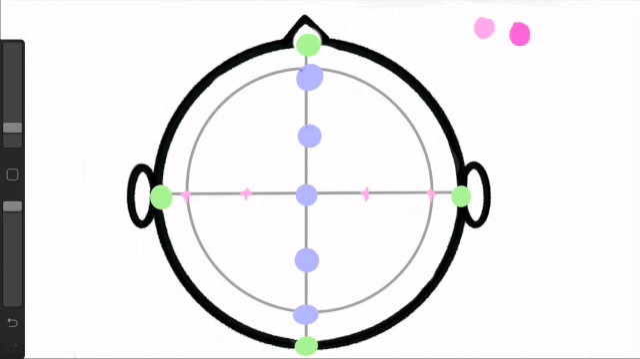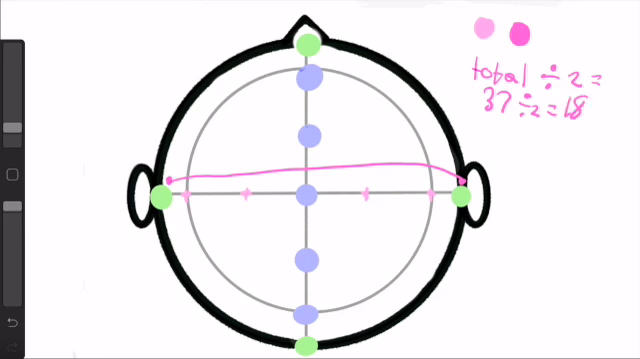So the second section of measurements is from side to side. First thing, we're going to find what true CZ is. We're going to measure from the left preauricular point to the right preauricular point and divide that whole distance by 2. So I got 37 divided by 2 is 18.5. So that would be in the center.